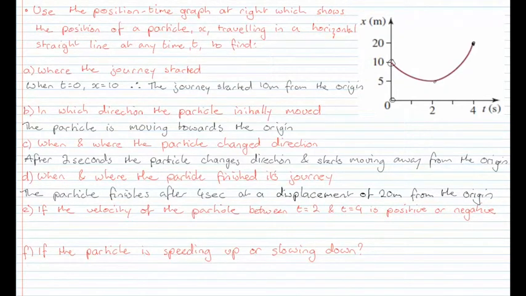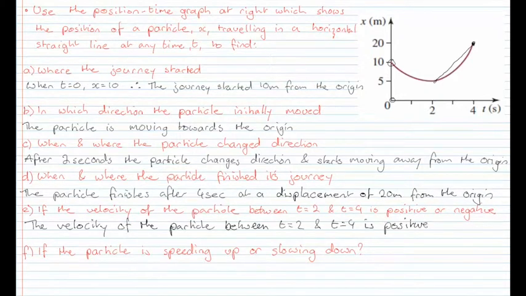The next question asks if the velocity of the particle between t equals 2 and t equals 4 is positive or negative. Let's have a look at this. We're going to draw a straight line from t equals 2 to t equals 4. Now, because velocity is the gradient of a displacement time graph, the gradient of this line is positive. So the velocity of the particle between t equals 2 and t equals 4 is positive because the gradient is positive. Also because the particle is heading in the positive direction.